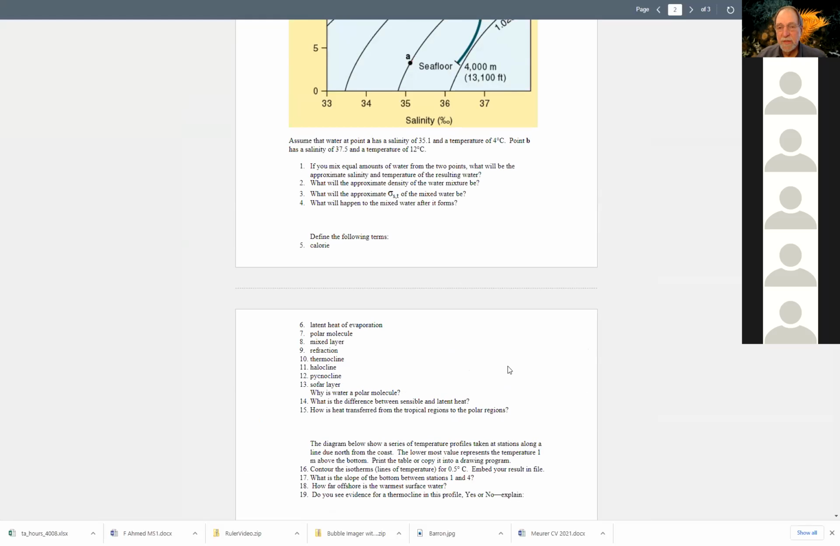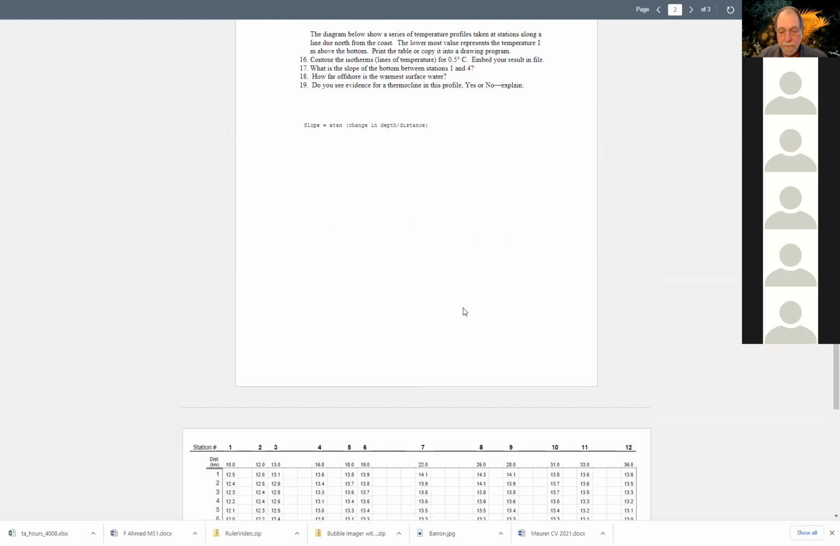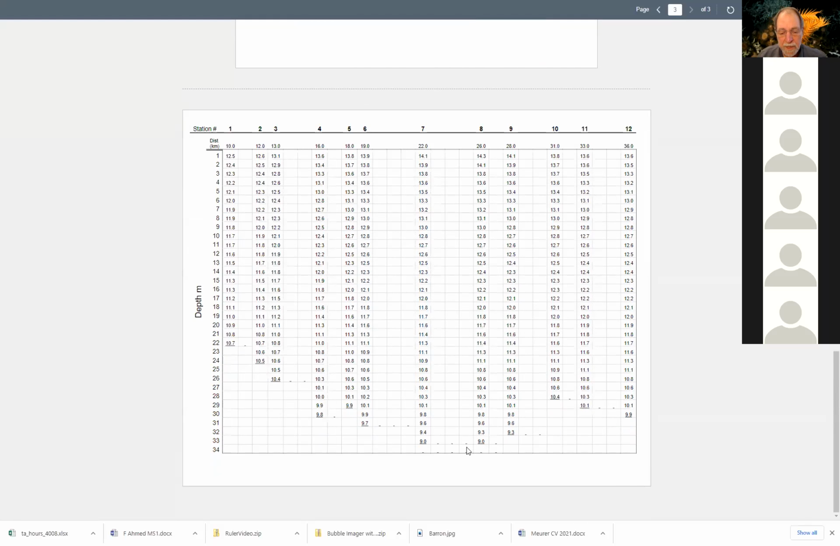Are there questions about the homework, the team homework? I have a question. Yeah, go ahead, please, Ryan. Is the seafloor bottom, is that the reason why there's a slope in the densities? The slope in the densities? A slope in the temperature?